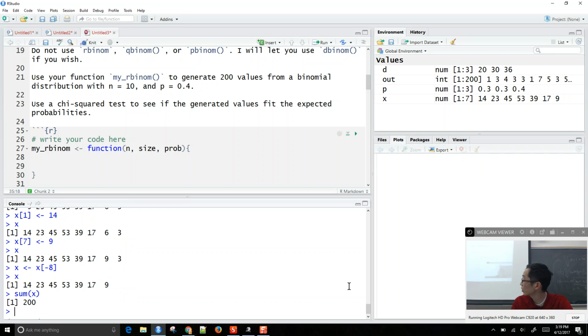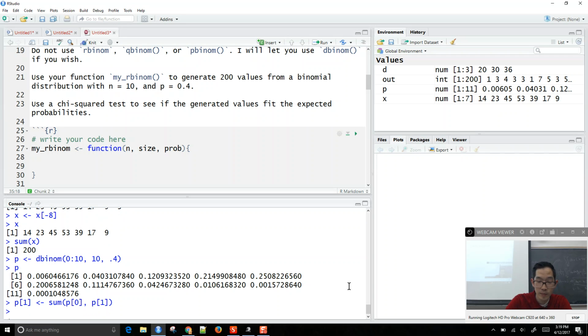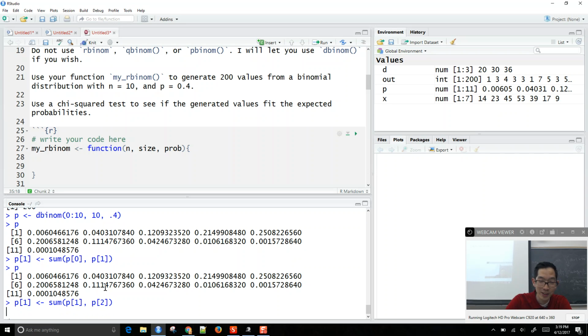And we can just make sure that we still have 200, and then we can do a chi-squared test between x. Oh, and then now my probabilities. dbinom. So p is dbinom, what, 200, no, not 200, 0 through 10, 10, and 0.4. So this is my p, and then now I have to say p sub 1 is going to be what? Sum of p sub 0 and p sub 1, okay? And then we'll drop. Oh, not p sub 0, p sub 1 and p sub 2, you're right, okay. See, I can't keep track.